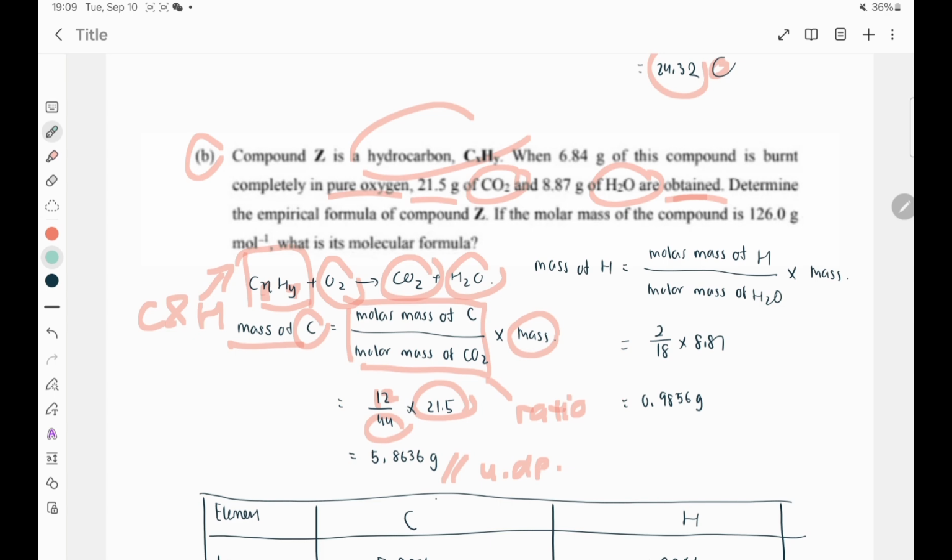Afterwards, you will need to calculate the mass of hydrogen. The second element that we have is hydrogen, so we calculate for hydrogen. We use the same concept to find the ratio first, and then multiply with the mass, and we get the mass of hydrogen. You just sub in the value here and you will get the final value, which remains at 4 d.p. Don't forget about it.